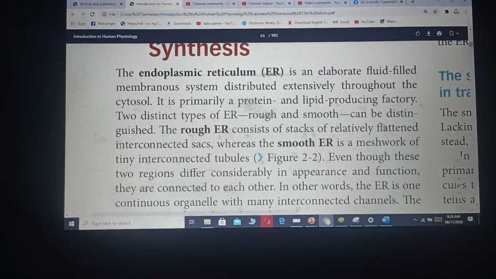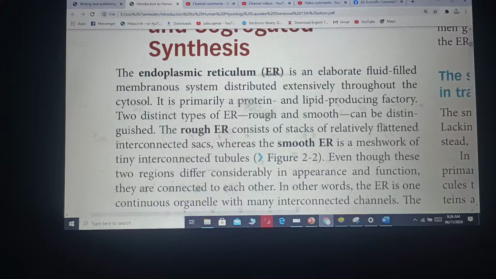Moreover, lipid synthesis may also occur at rough endoplasmic reticulum, but not in a huge quantity, because the rough endoplasmic reticulum contains very few enzymes for lipid synthesis. Moreover, smooth endoplasmic reticulum is involved in producing a large amount of lipids, and it is known as the lipid producing factory.